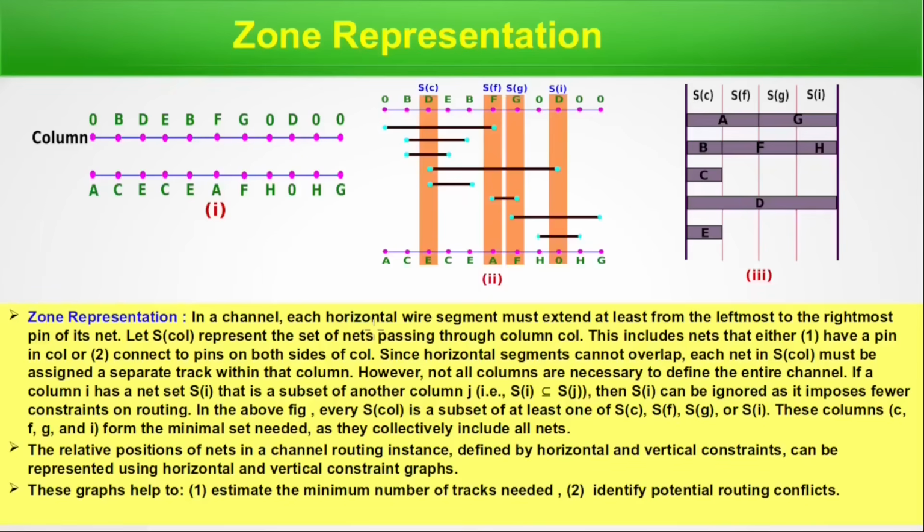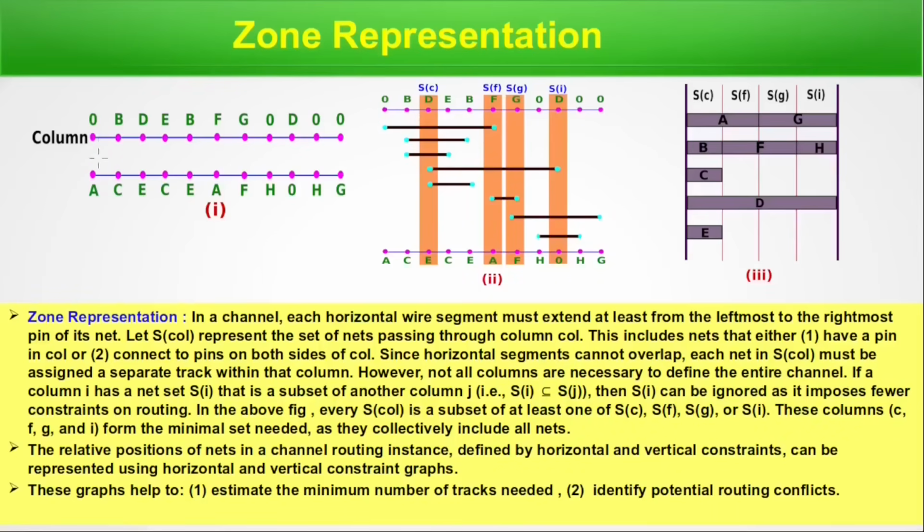So let S(column) represent the set of nets passing through that column. This includes nets that either have a pin in the column or connect to pins on both sides of the column. Just remember the rule: since horizontal segments cannot overlap, each net in S(column) must be assigned a separate track within that column. However, not all columns are necessary to define the entire channel.